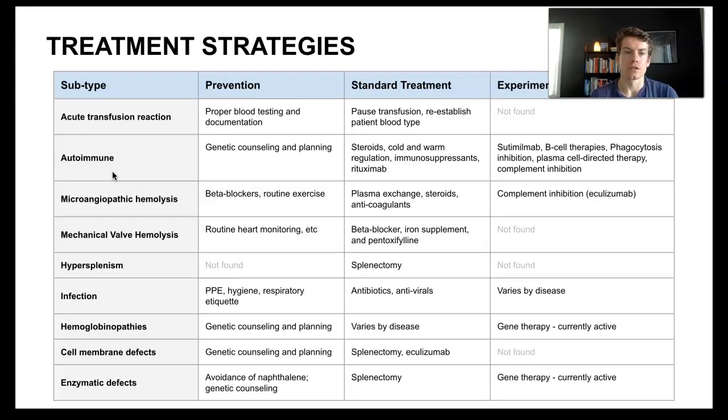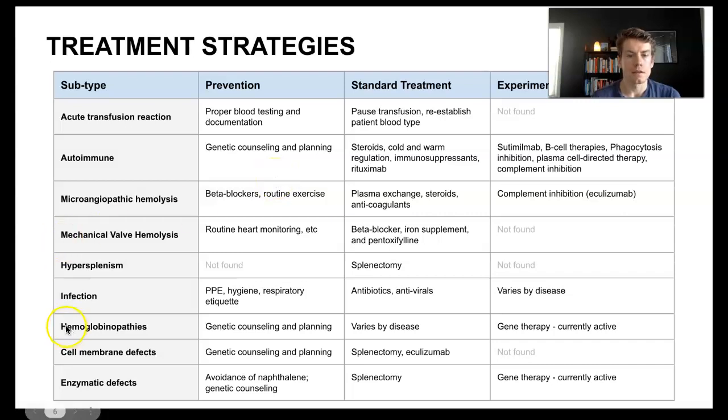However, in forms of autoimmune hemolytic anemia, the treatment strategies are a little bit more complex. So prevention is hard to do in this case, since it's likely maybe genetic, or something that you uniquely have. So you just need to plan for it and plan around it. But standard treatments include steroids, obviously staying out of the cold and warm, immunosuppressants, things like that. Experimental treatments are different B-cell therapies, phagocytosis inhibition, plasma-directed cell therapies, as well as complement inhibition.